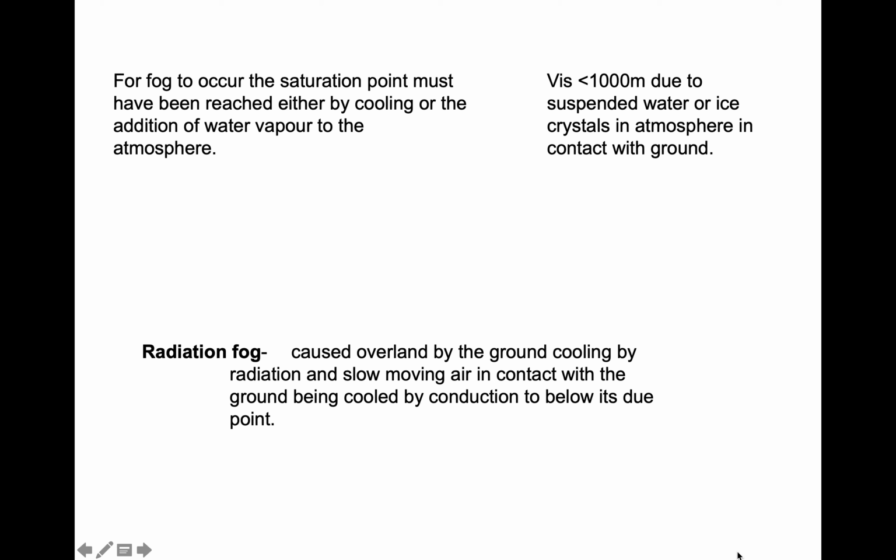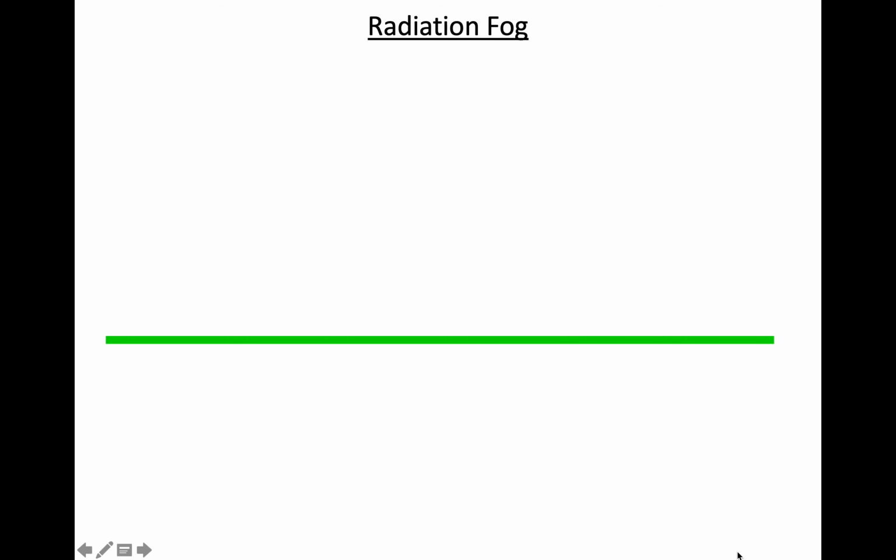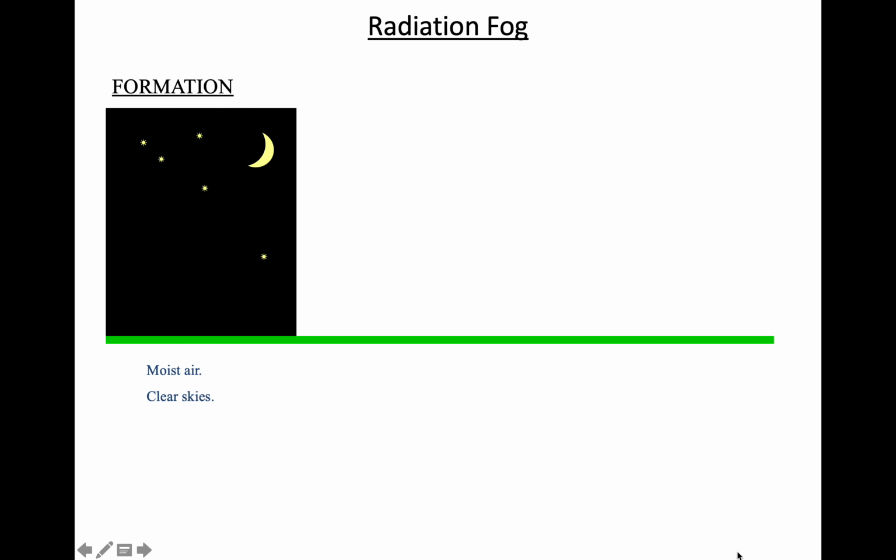And this first fog we're going to look at is radiation fog. It's caused overland by the ground cooling by radiation and slow moving air in contact with that ground being cooled by conduction to below its dew point.